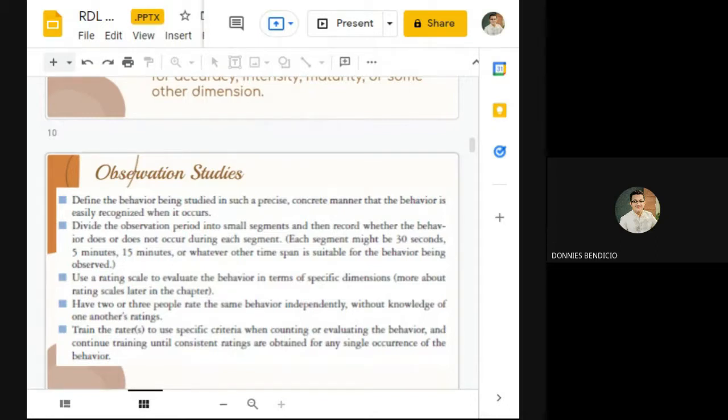So divide the observation period in small segments. So pakunti-kunti, halimbawa, bibisita kayo sa isang area you are studying. Okay, sa isang araw. O kaya naman sa susunod na linggo. Ayan. O kaya sa susunod na month. Tingnan ninyo kung consistent yung behavior nila na yun.